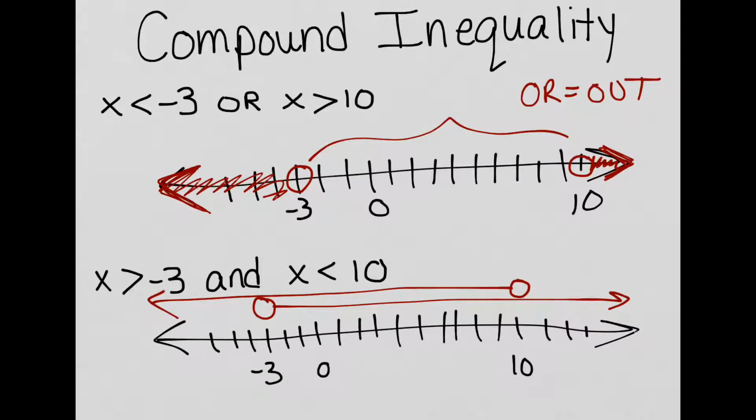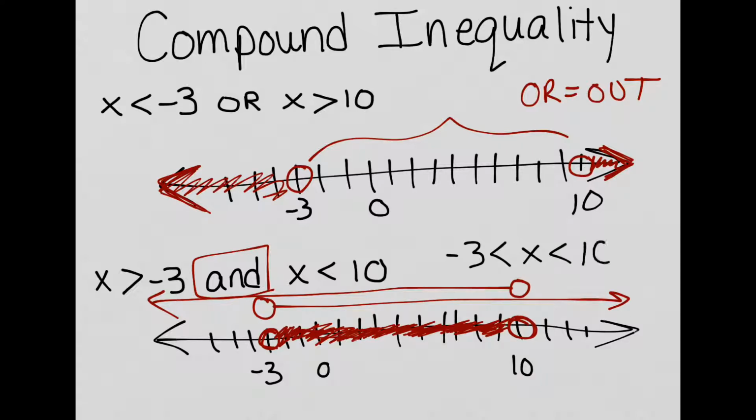But if it's the word and, if that's the conjunction we're using here, then it's just where those overlap, where they're both true at the same time. So this compound inequality on the graph would actually just be everything between -3 and 10. And I love to use the word between when I talk about an and compound inequality, because to me, it would make a lot more sense if I just wrote this as -3 is less than x and x is less than 10 at the same time.